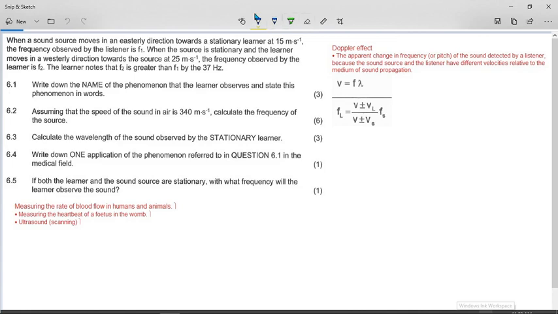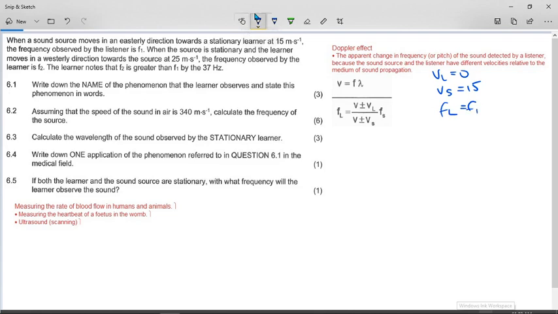Okay, when a sound source moves in an easterly direction towards a stationary learner, the learner is obviously listening, so we're going to say the velocity of the learner is 0. The source moves at 15 meters per second, which means the velocity of the source is 15. The frequency observed by the listener is F1.